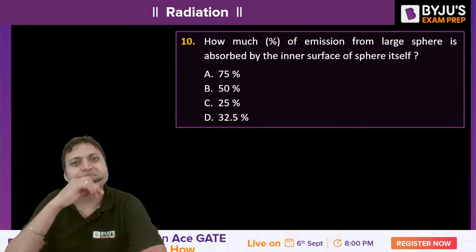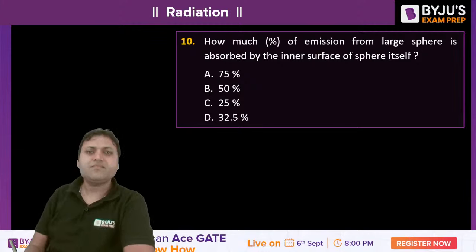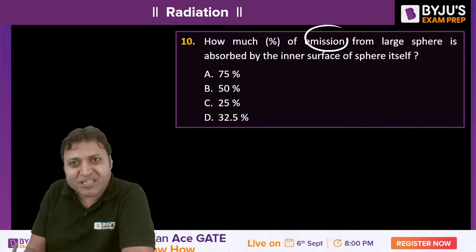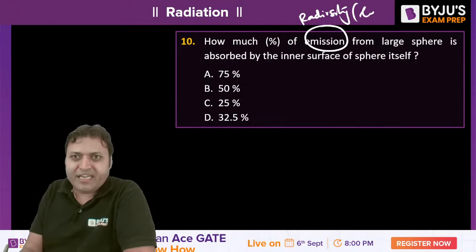Question number 10, the next question. How much percentage of emission, meaning radiosity? You can call it radiosity because it is a black body. Radiation leaving.